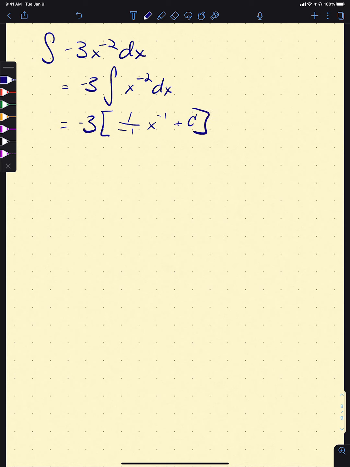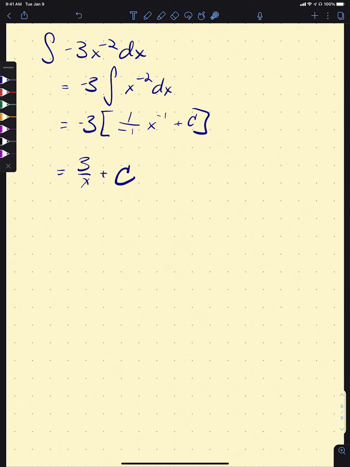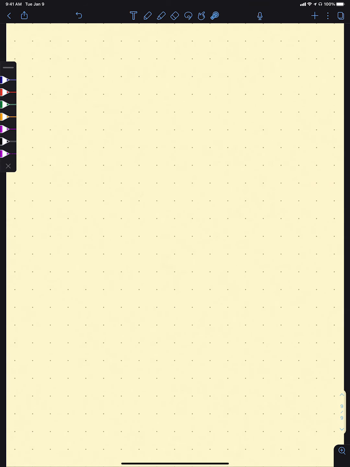plus c, right? When we multiply this guy in, we're going to get 3 over x, and then once again 3 times c is just c, right? And all of these can, of course, be checked via taking a derivative and confirming that we are indeed working with these being antiderivatives.